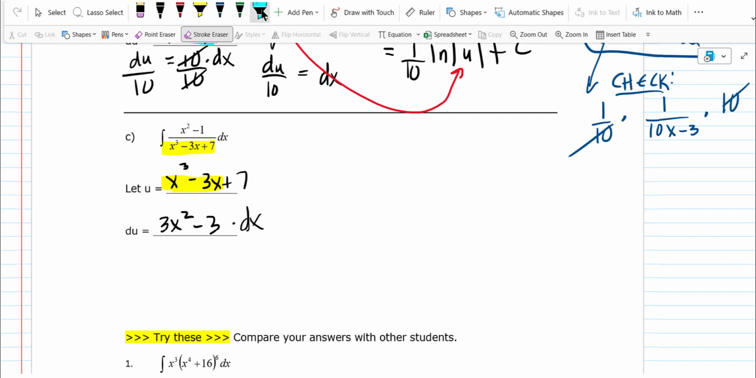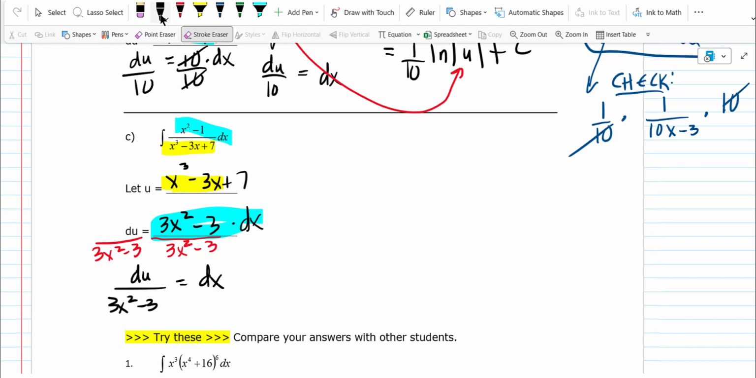Now the next thing is to see if this matches the rest. It doesn't. So we're going to do the same thing we did on the previous two examples. We're simply going to solve this equation for dx, and you can do this in your head. You can just divide both sides by 3x squared minus 3. So you get du over 3x squared minus 3 is equal to dx. So we set u, we got du, we solve for dx. Any problem with that?